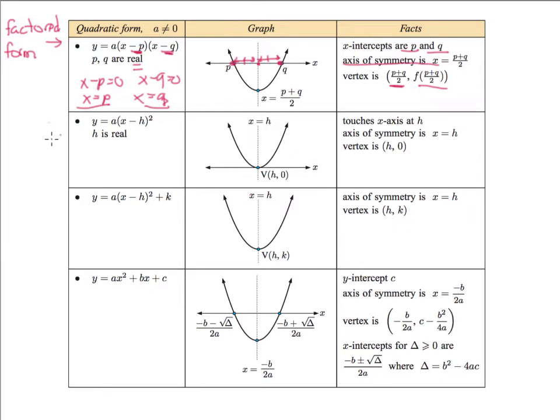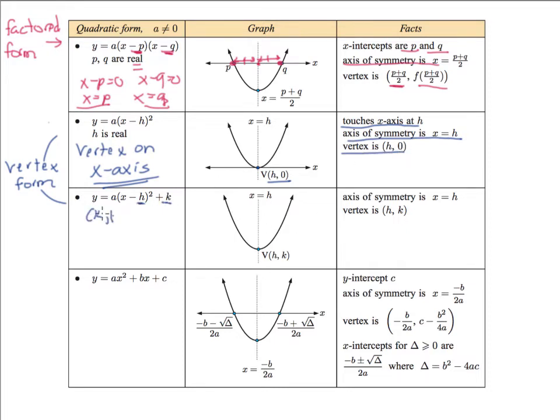Row 2 and row 3 are written in what we call vertex form. Both include a perfect square, x minus h quantity squared. So you often use completing the square to do this. The difference between the two is one has a plus k and the other one doesn't. In this first one, without the plus k, our vertex is on the x-axis. So it touches the x-axis at h. That means our axis of symmetry is x equals h, and our vertex is (h, 0). So very easy to find. Next one, we have our vertex at (h, k), and our axis of symmetry is x equals h.